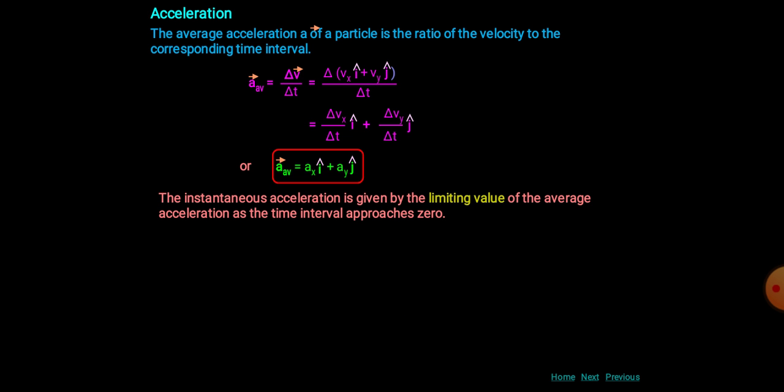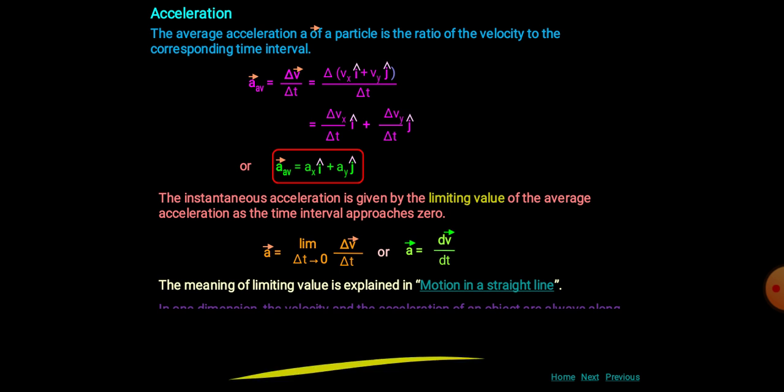See, now instantaneous acceleration, we already know about instantaneous acceleration. It is the limiting value of average acceleration as the time interval approaches 0. We can write the equation for instantaneous acceleration, a is equal to limit delta t tends to 0 delta v upon delta t, and that also we can write a is equal to dv upon dt. Now let us try to understand the component form of acceleration, same like velocity. Here we have taken the equation a is equal to limit delta t tends to 0 delta v upon delta t. Now we can write the velocity in component form.